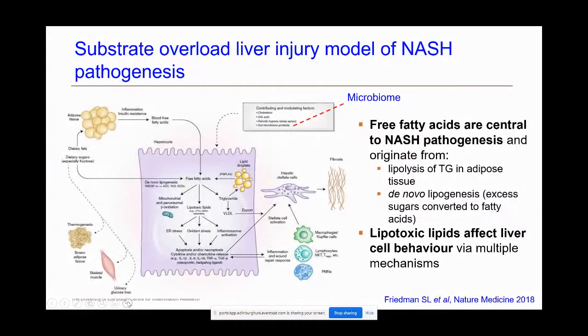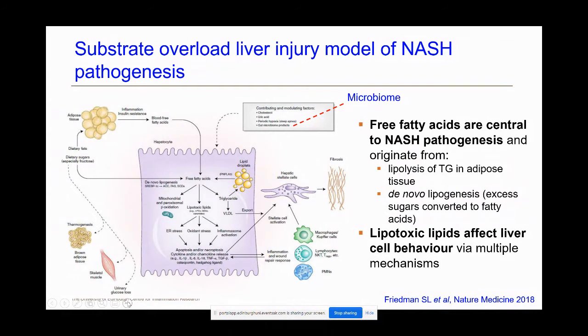NASH pathogenesis is currently viewed as a model of substrate overload, whereby steatosis results from an increase in free fatty acid delivery to the liver and from de novo synthesis of free fatty acids, and they're both substrates for triglyceride synthesis. Liver injury may accompany steatosis due to oxidative stress, cell stress, and activation of the innate immune system. Liver cell injury and death triggers and perpetuates inflammation. And fibrogenesis due to inflammation leads to progressive liver scarring.